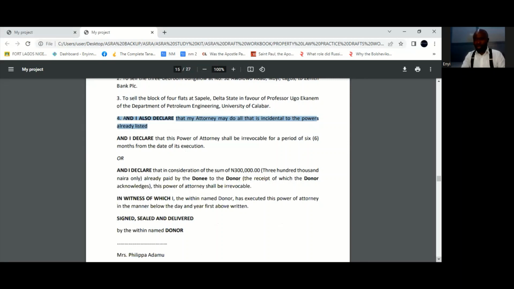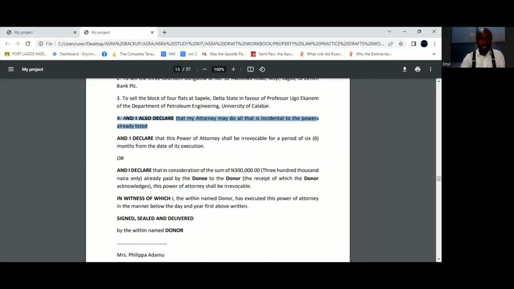So that's giving the donee, sorry, the attorney discretion to do some other things which may not have specifically been listed, but which may be useful to fulfilling or performing his duties. And then, of course, you know that a power of attorney may be revocable or irrevocable. It's irrevocable when there's valuable consideration supporting it, or when it's granted for a period of time for which it cannot be revoked. And this is how the clause could read, the irrevocability clause.